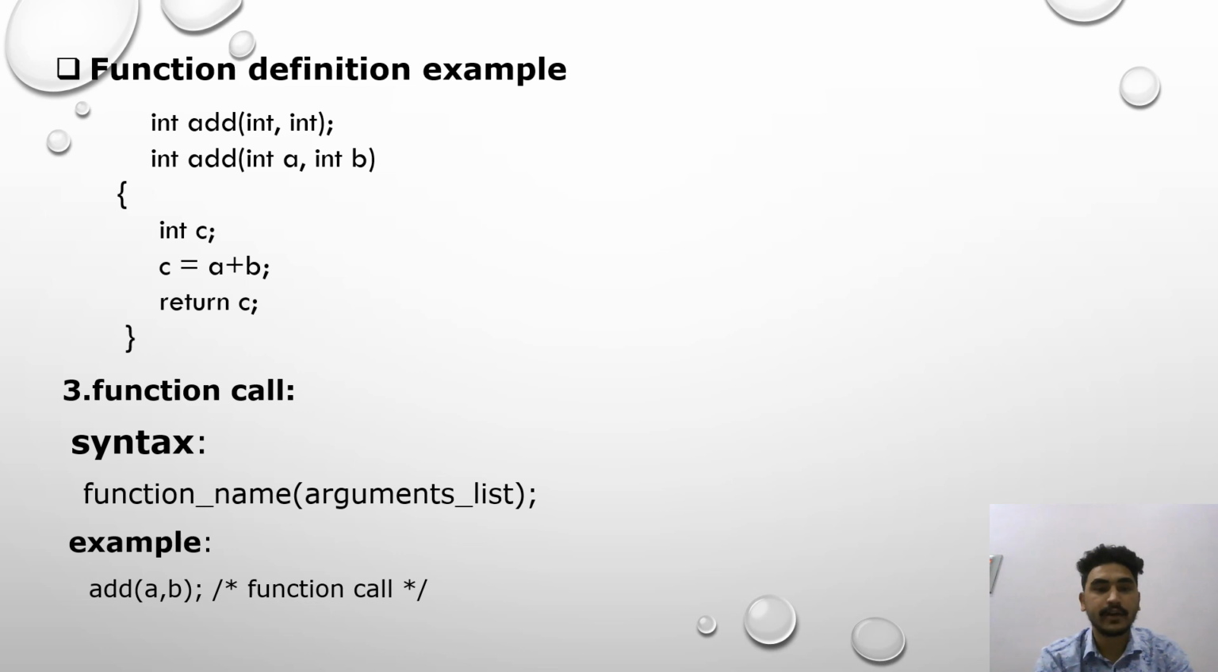Function definition example: int add(int a, int b) { int c; c = a + b; return c; }. Then the function call. Syntax of function call is function name, arguments list. Example for function call is add(a, b);. It is a function call.